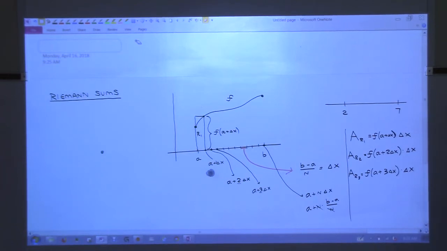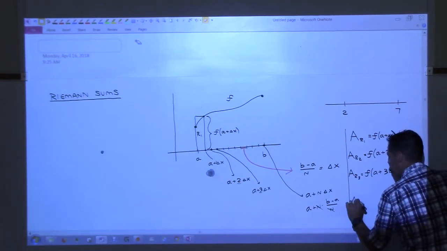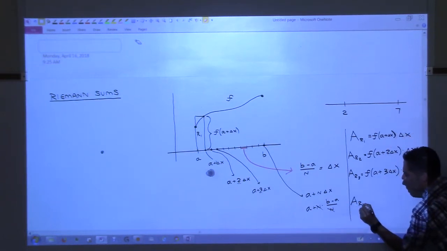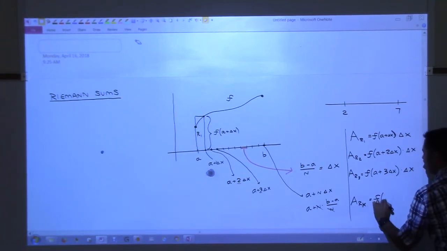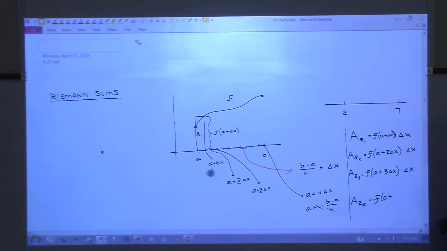All right, just out of curiosity, what would the area of the kth rectangle be? The kth rectangle. So it's f of a plus k delta x, times delta x.